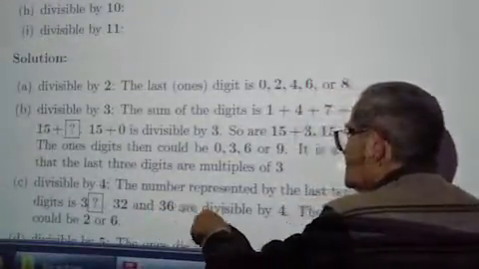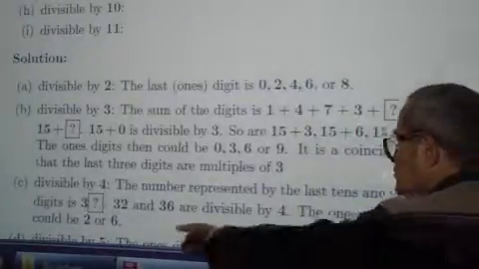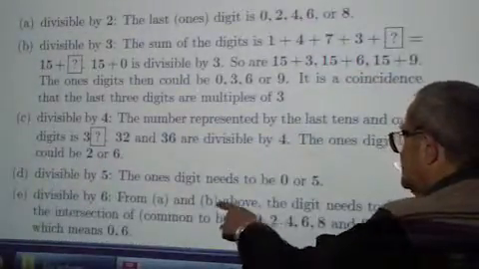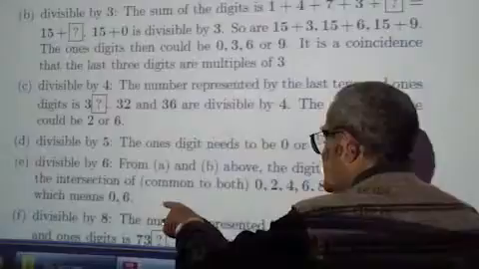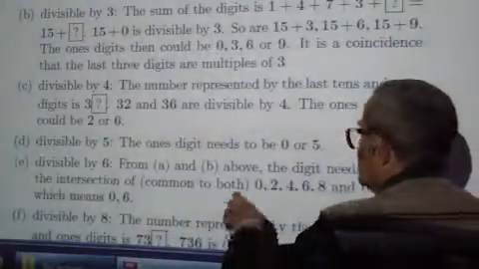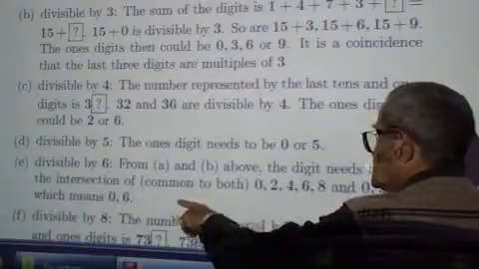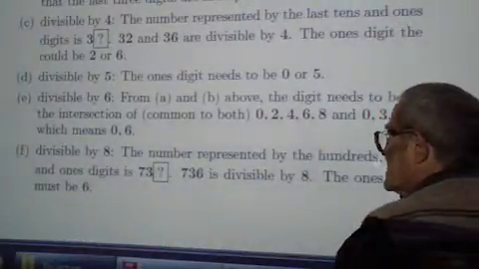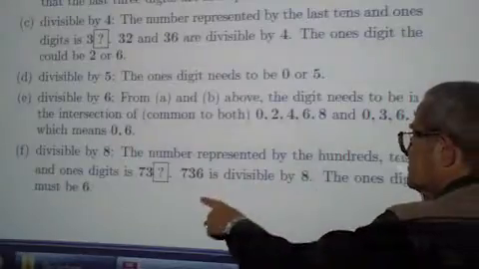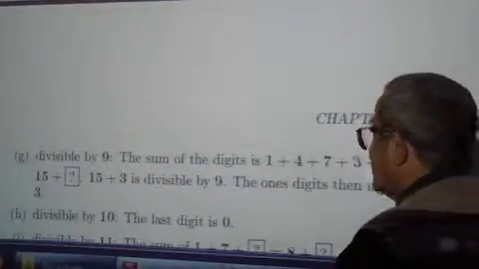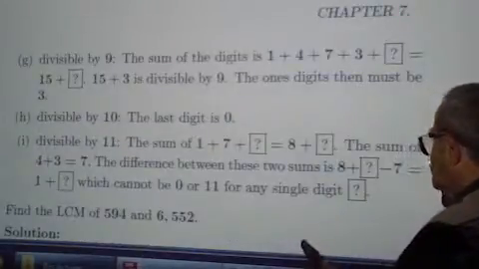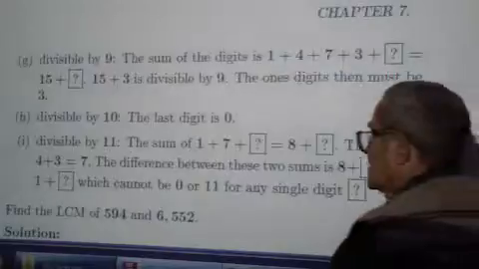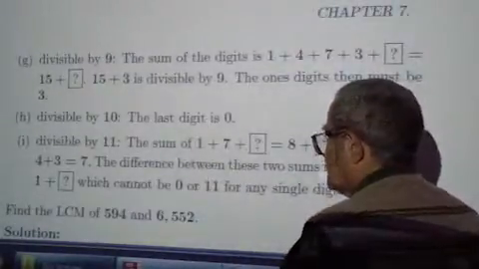Divisibility by 4, the last digit is 2 or 6. Divisibility by 5, the last digit is 0 or 5. Divisibility by 6, the last digit is either 0 or 6. Divisible by 8, the ones digit must be 6. Okay, sorry if I go fast. 9, the last digit must be 3. 10, the last digit is 0. And 11, which was optional, if you have it, it cannot be done with the numbers I have.